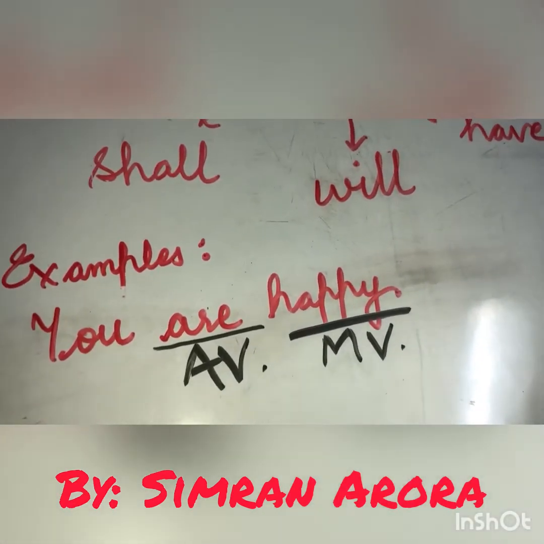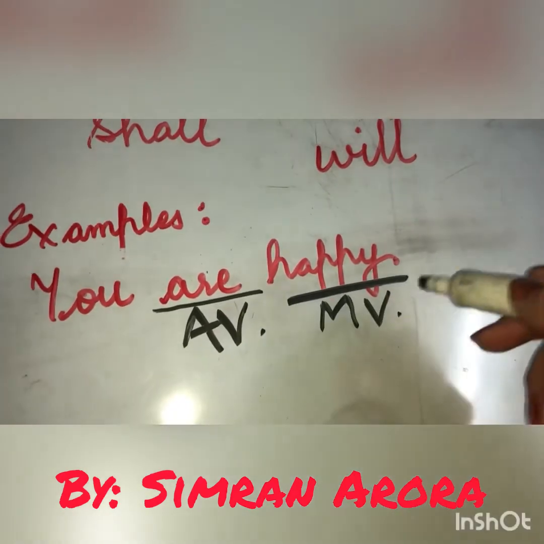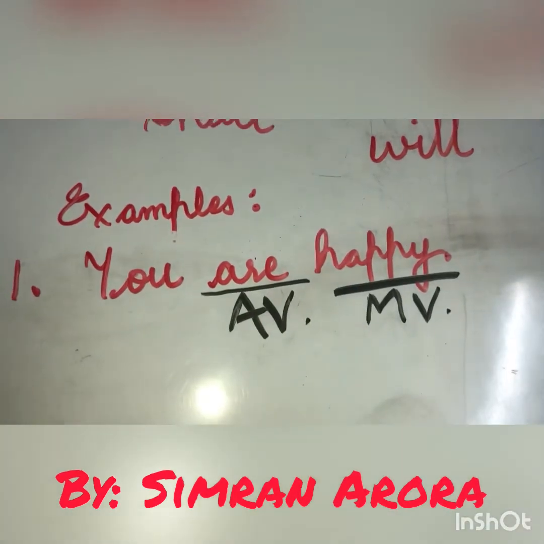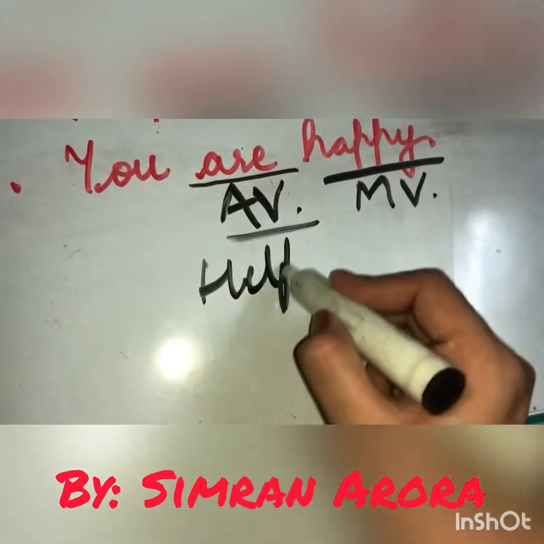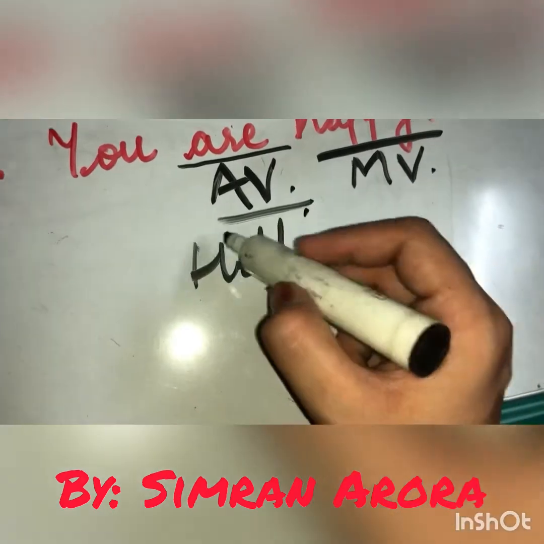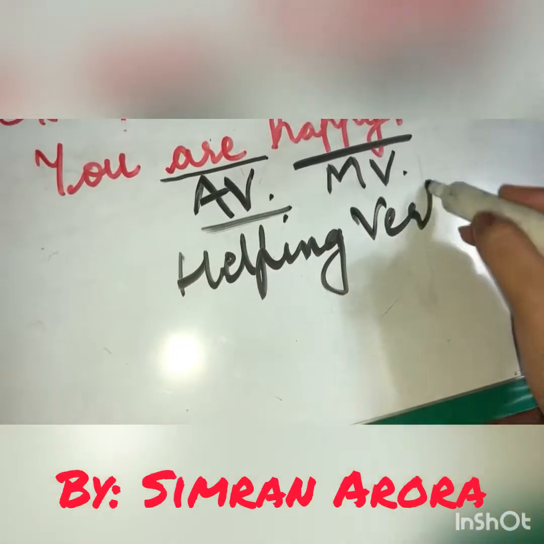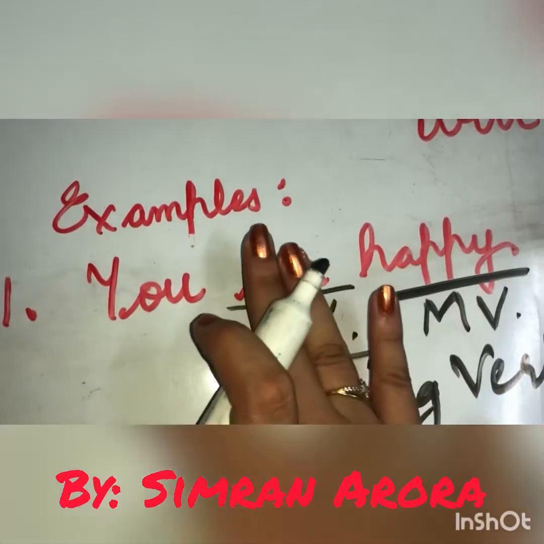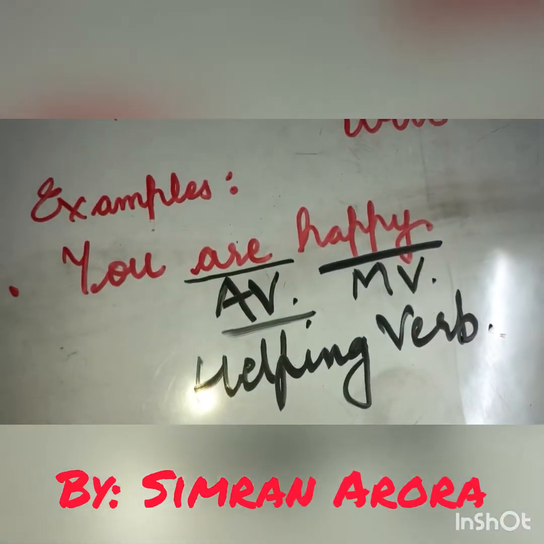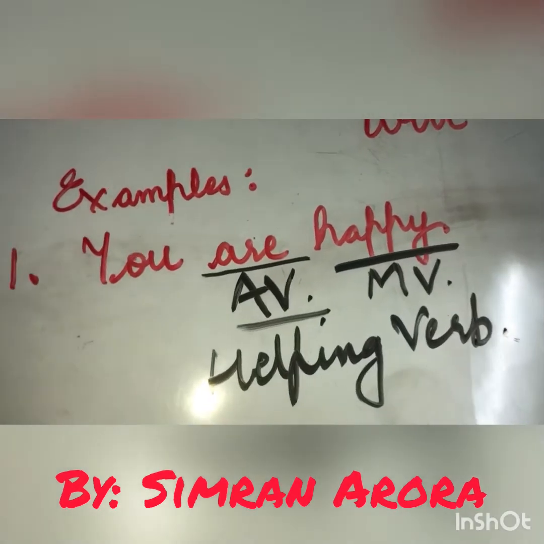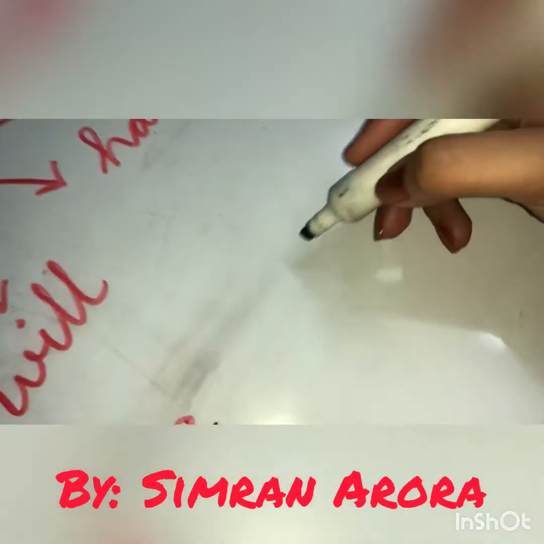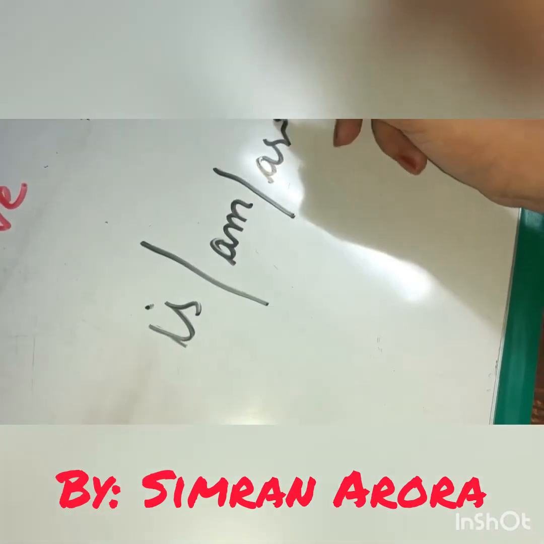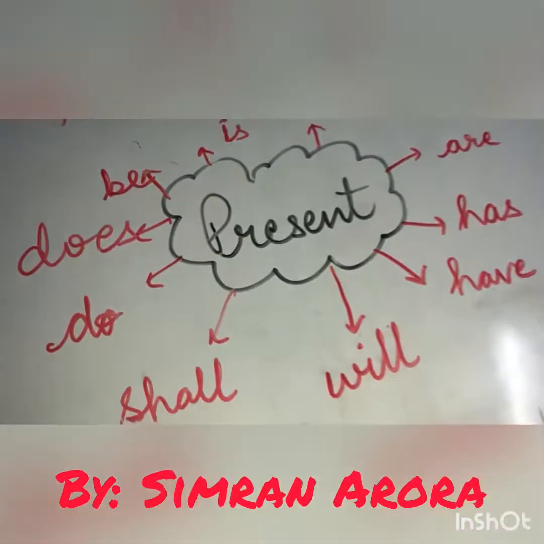From happy you get to know the action, right? So yes, happy is the action word, that is the main verb, and are is the auxiliary verb, the helping verb. It is a helping verb, which helps the sentence in its completion. Suppose if here it was just you happy, is the sentence complete? No, it is incomplete. So that is why we have used are. Is, am, are, they all are helping verbs.